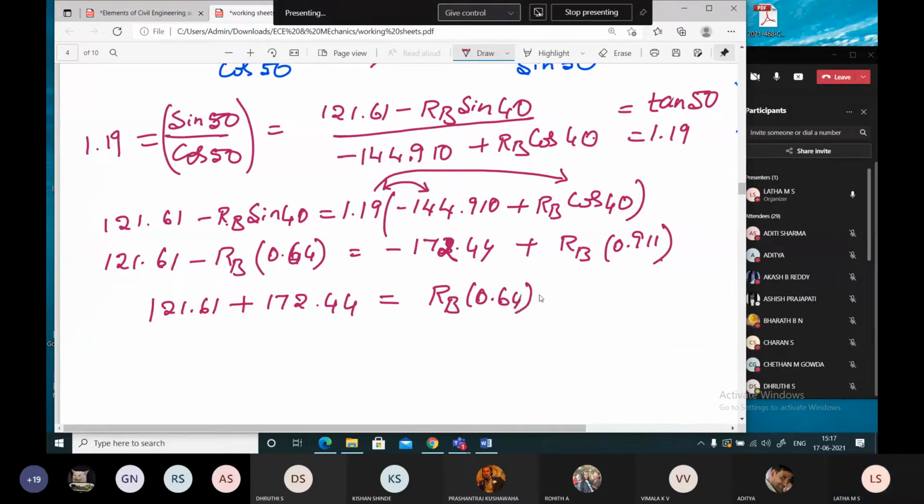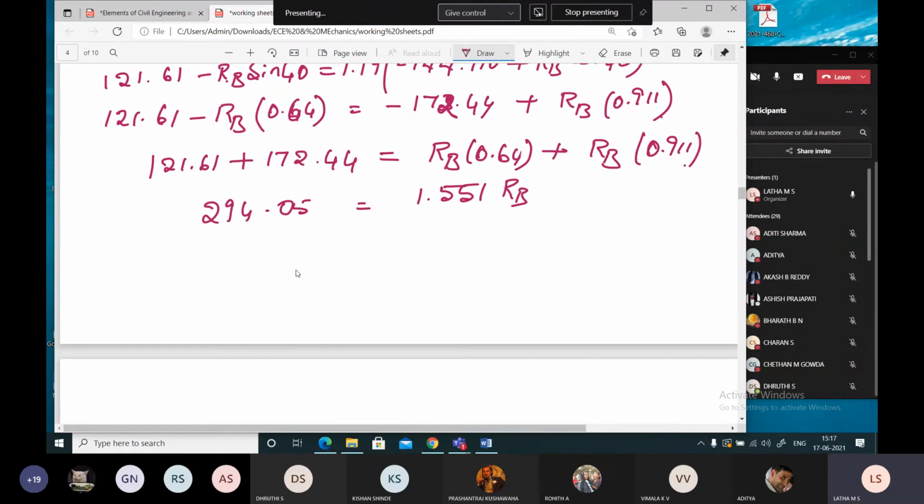0.64 RB plus RB 0.911. Correct? What is the addition of these two? 121.61 plus 172.44 is 294.05. And the sum of 0.64 and 0.911 is 1.551 RB.